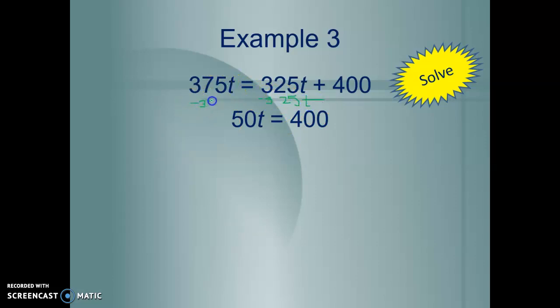That leaves us with 50t equals 400. Then let's divide both sides by 50 to isolate that t. And when we do so, we find out that t equals 8. In this case, we're talking about minutes, so t equals 8 minutes. So the question was, how long does it take for John to lap Paul if they're running on a 400-meter track? And the answer to that is 8 minutes before he laps Paul.